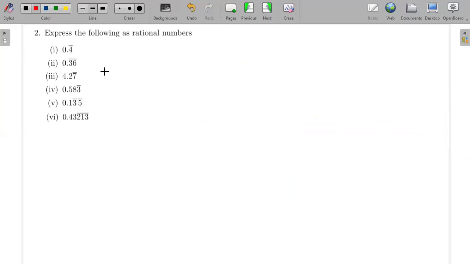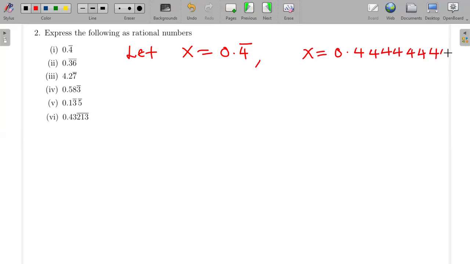All right, so the first thing is to let whatever number you've been given be equal to x. So I'm going to say x is equal to 0.4 bar. Now remember, this bar simply means this 4 keeps on repeating. So I can also write x is equal to 0.4, and then this 4 keeps on repeating. No wonder it has a bar. So it will be 4, 4, 4, 4, 4 until Jesus comes. I'm tired of writing these 4s, so I'm just going to write a bar on the last one, simply meaning it continues to repeat.